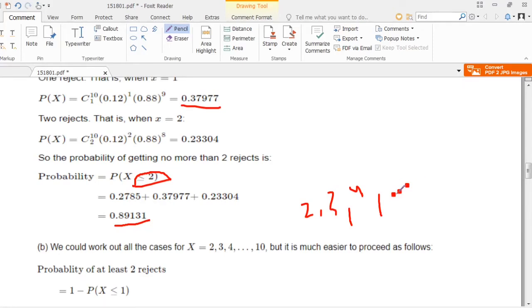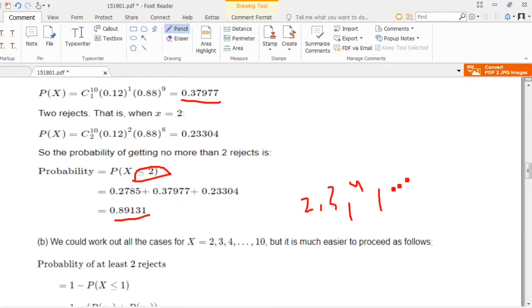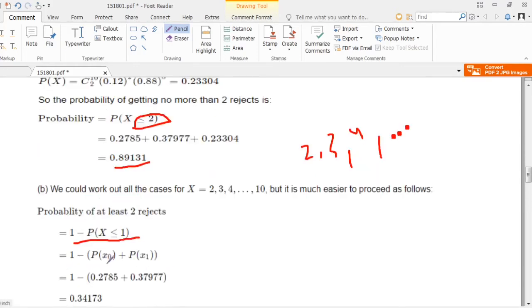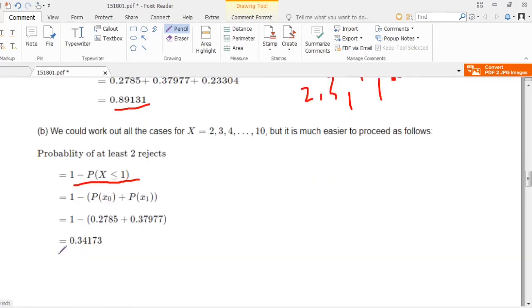But there is another solution, which is when you make 1 minus x equal or less than 1. So you have 1 minus x node and x1, which we have, and get the probability directly, because it's easier. Okay?